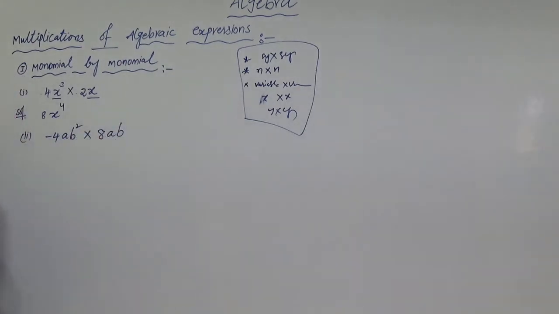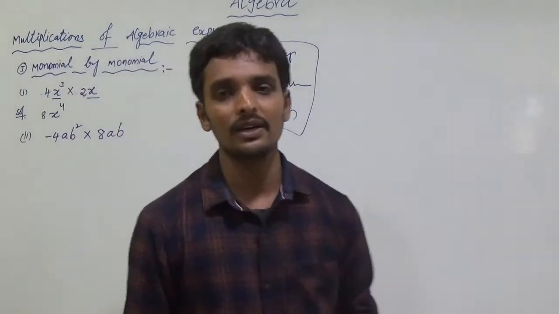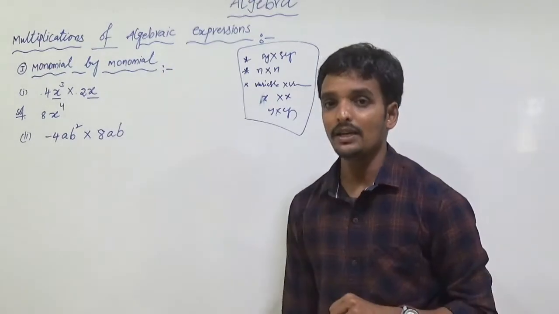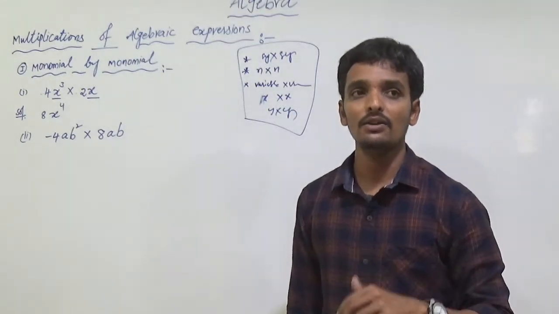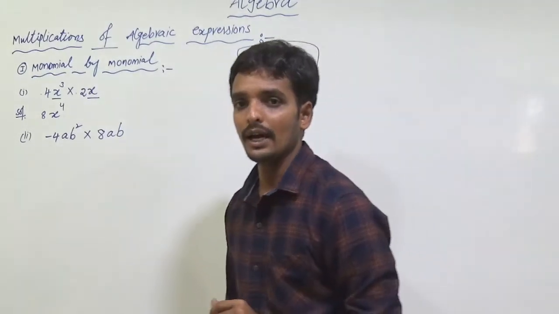We can do this one. Minus 4ab square, and 8ab. This is a monomial, and 8ab is also a monomial. This time we are multiplying both: minus 4ab square into 8ab.